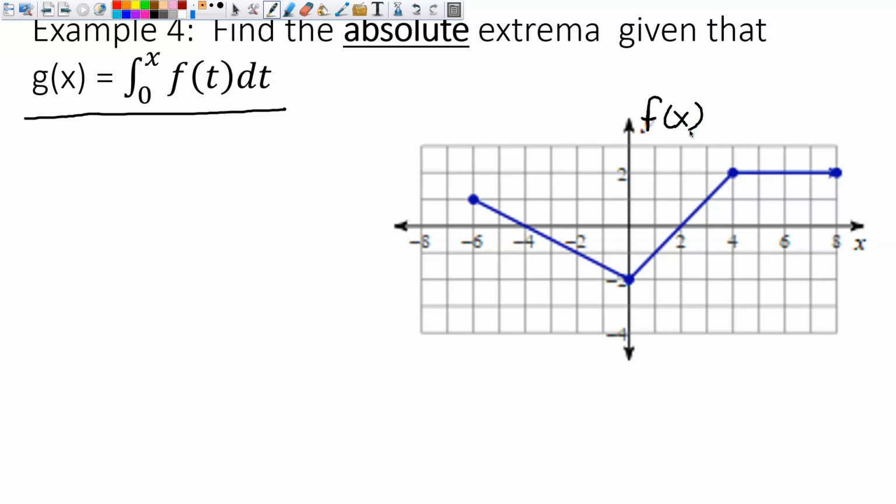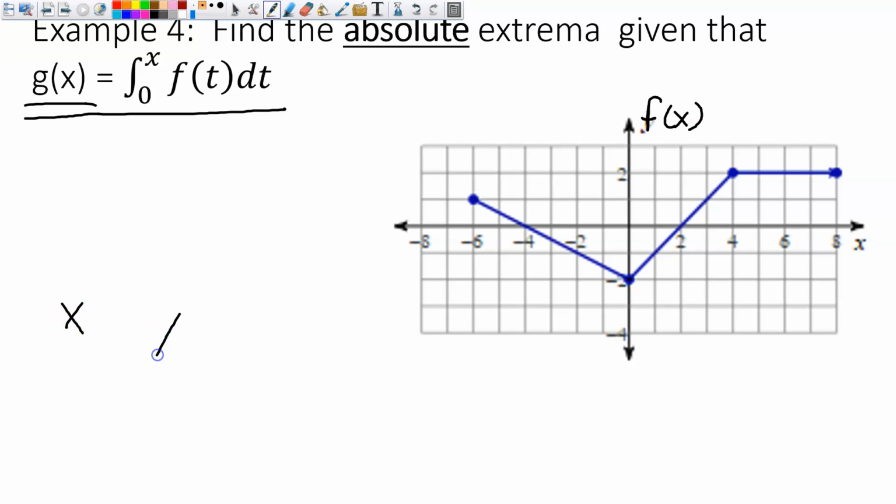I asked, what are the absolute extrema? And people are like, oh, well, it's -2. It's right there at the lowest point on the graph. But we're not looking for the absolute extrema of f. We're looking for the absolute extrema of g. Okay? And g is the integral of f. So that's a different story, right? So we're going to follow our mathematical steps that we're aware of. Okay? So we're going to have to do the candidates test.